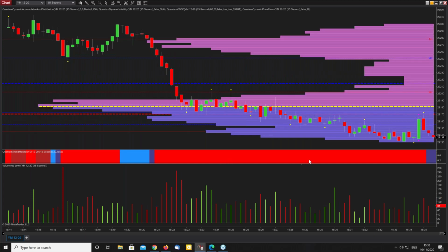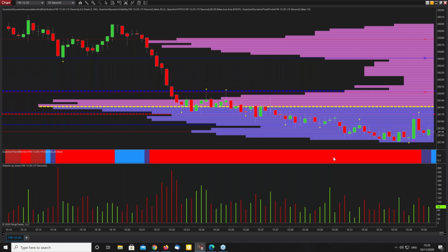You've got the trend monitor here, which is flashing bright red the whole time. It's holding you in this move. The trend monitor was designed with one simple idea in mind, to give you the confidence to hold a position and not be scared out. And that's what it does. It smooths out these congestion areas, keeps holding you in.